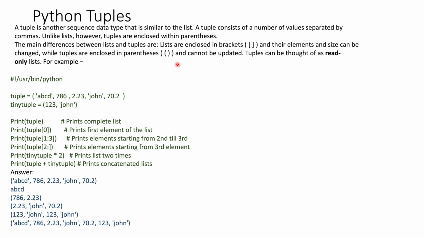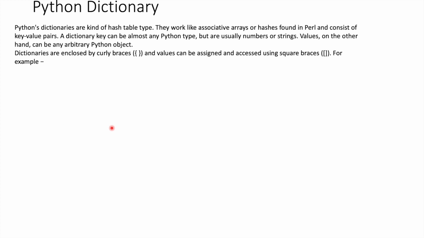So let's take a look at this, and this is just an example. You have a tuple, and you can do all the slicing, but if you try to add or make any changes, it won't allow you to do that. Okay, another data type in Python is the dictionary.